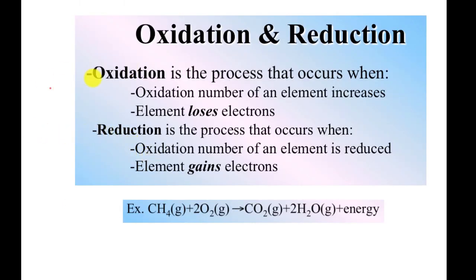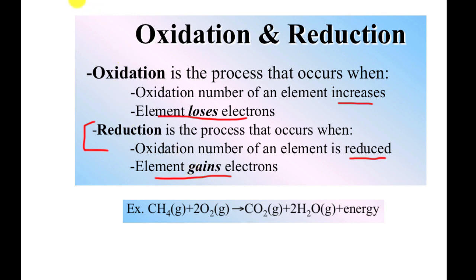Now, here are the terms: oxidation and reduction. Here's what we're talking about. Oxidation is a process that occurs when the oxidation number of the element increases. Elements are going to lose electrons during oxidation. Reduction is a process when the oxidation number is reduced. I like reduction. That makes a lot of sense to me. I can understand that definition. The oxidation number is going to be reduced in the chemical reaction, so elements gain electrons in reduction.